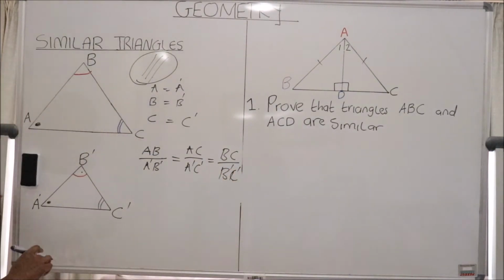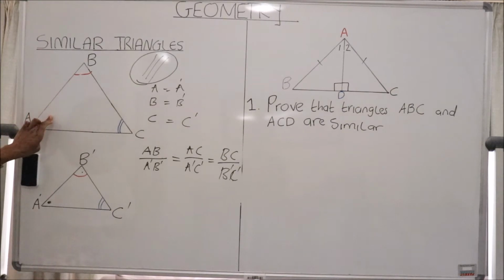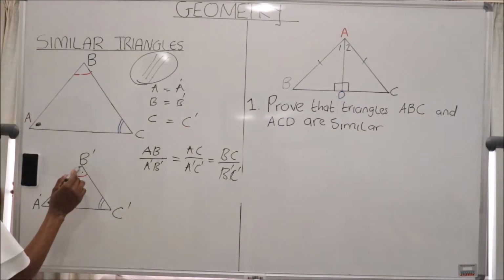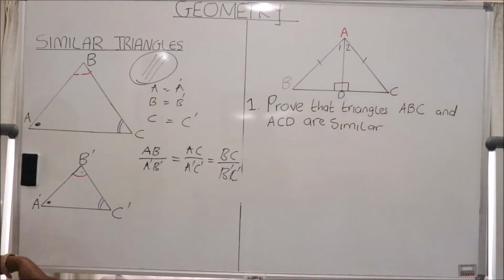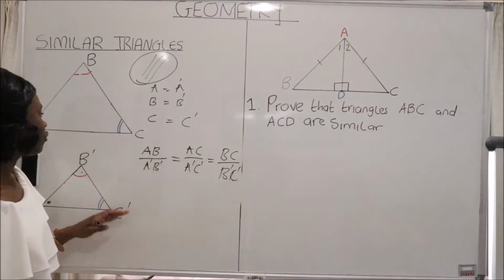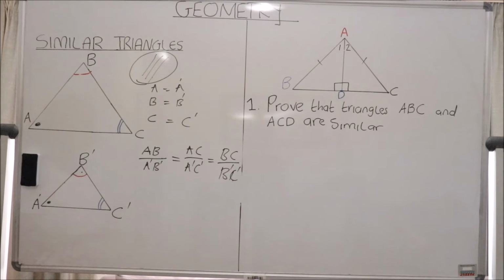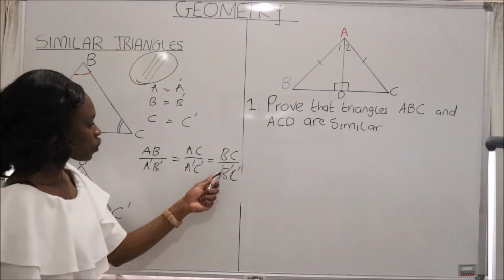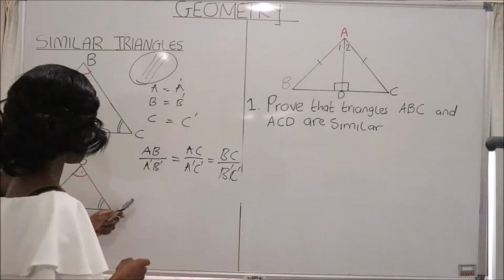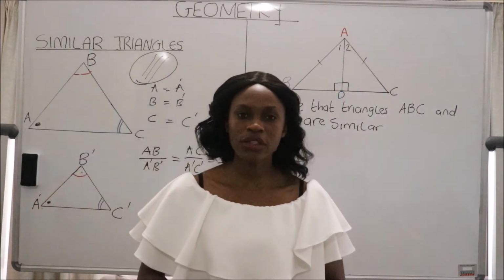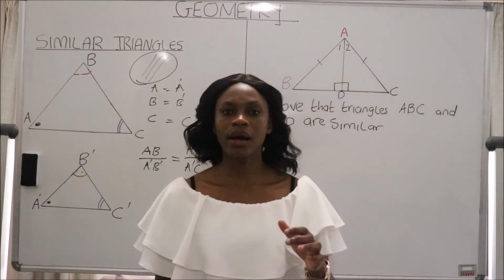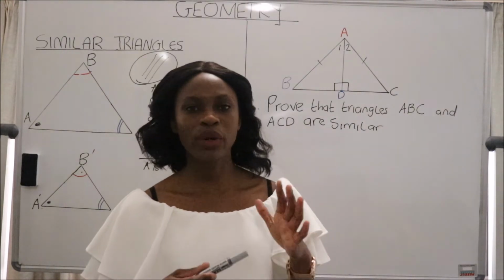So as you can see here, AB, which is this side of the triangle, is in proportion with the side A prime B prime. And also the side AC, which is the longer side, is in proportion with the side A prime C prime. And the last side, which is BC, is in proportion or corresponding with the side B prime C prime. So when you are proving that triangles are similar, you must always give a reason.